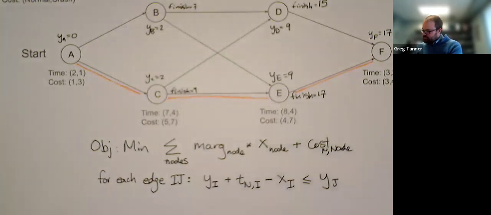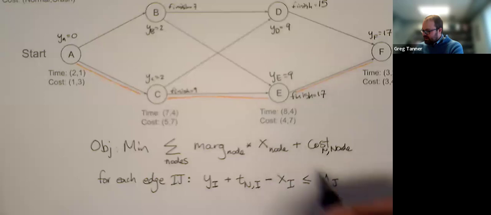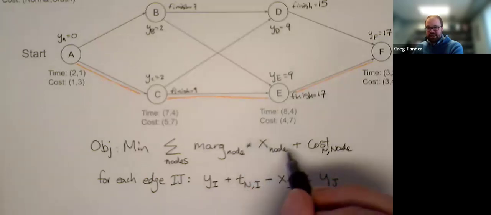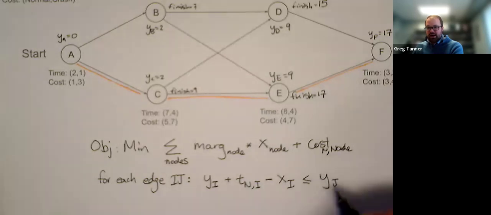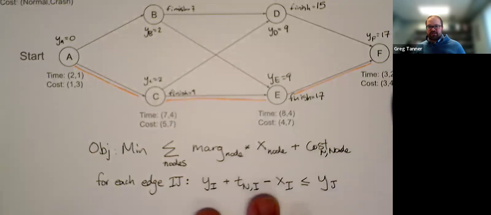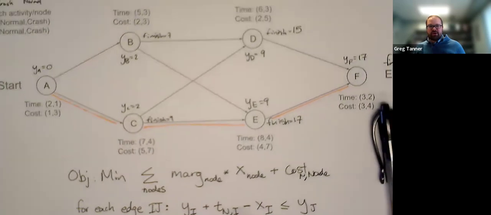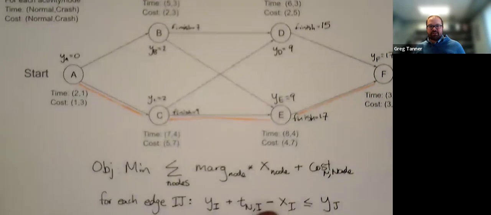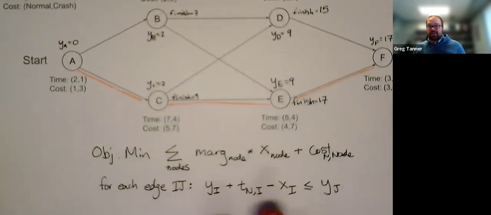And so we get a couple sets of variables. Our X's are the amount of time that we're crashing, and our Y's are the start time for each activity. Okay, so this has been an overview video of it. In the next video, we'll jump into how we implement the linear program in R.